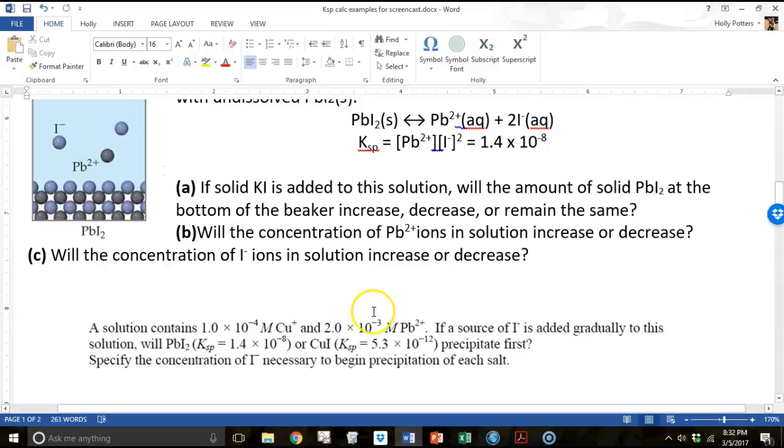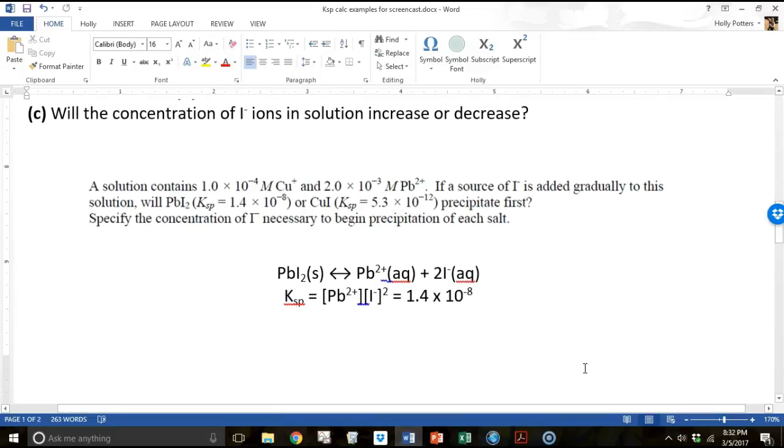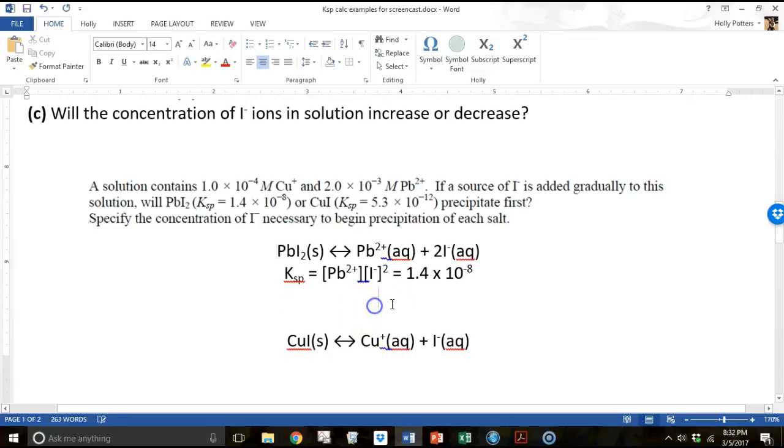So first, writing out your equations. That would be my first step. So there's the lead iodide. Get these all on the same page. And there's the copper iodide. And don't forget that this term is squared, so that's pretty important. And so the idea is that, I would suspect with this copper iodide, since the Ksp is smaller, that we're going to see that precipitate first.